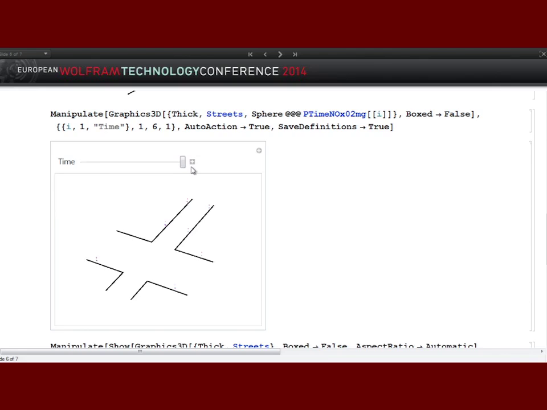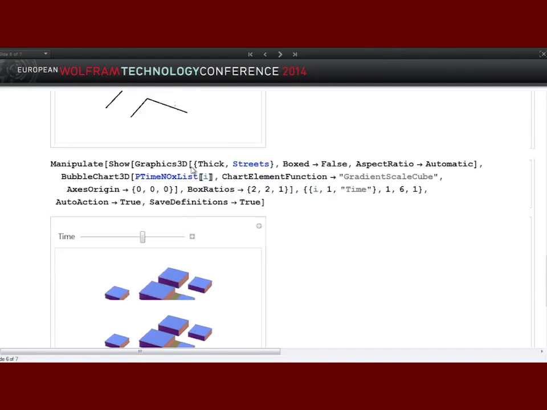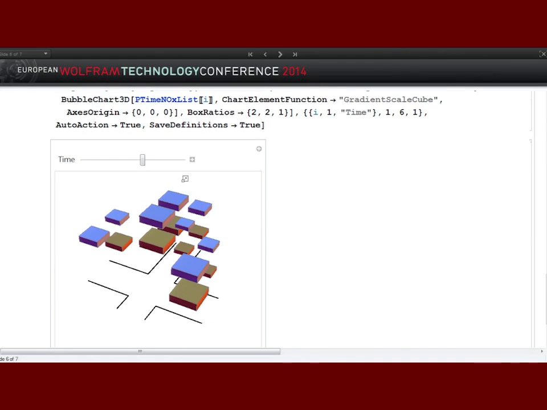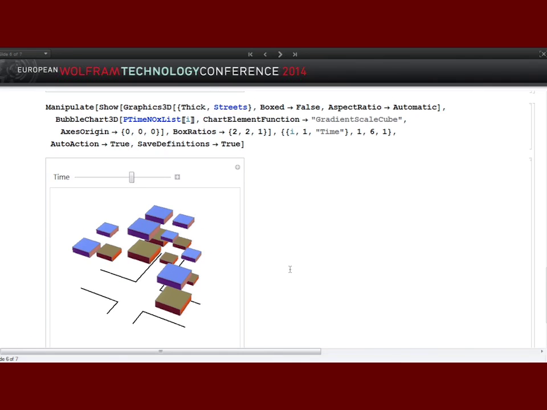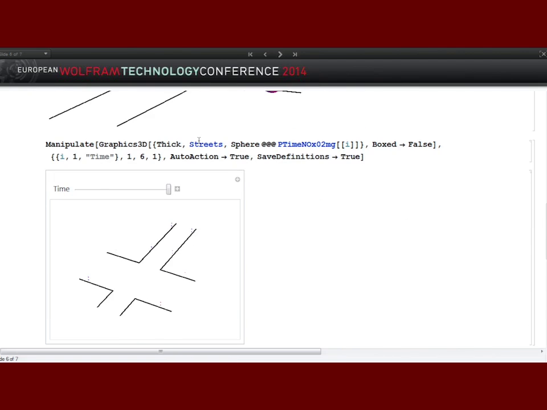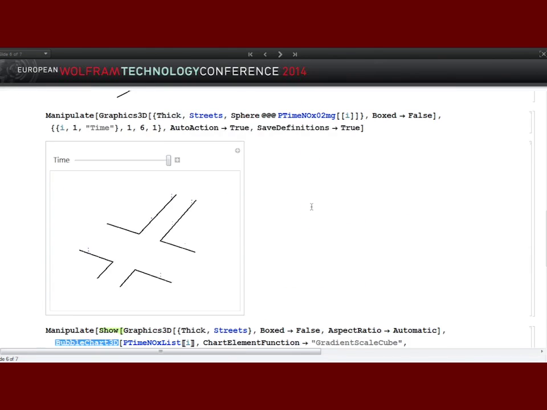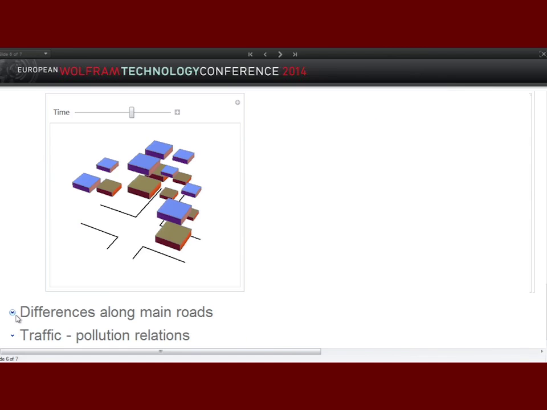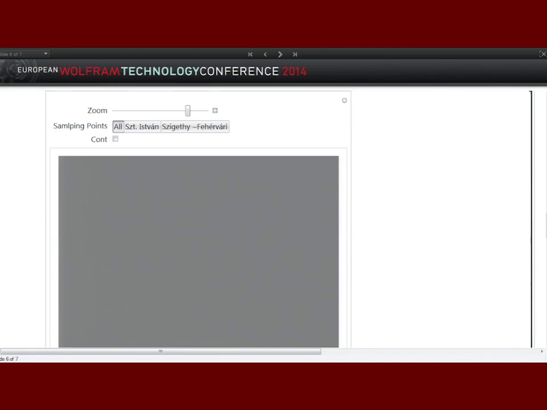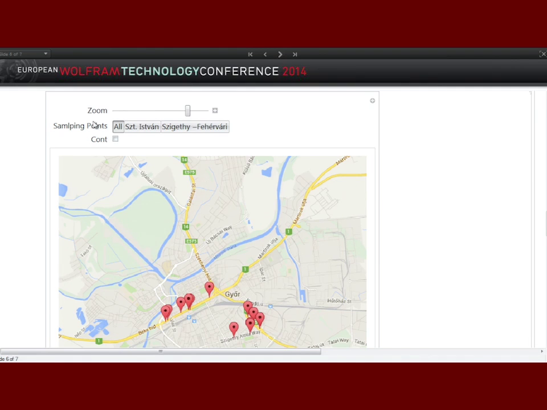If you don't like these snowmen, you can change them to boxes. So this is another solution, a 3D bubble chart. The other was spheres. So this was the crossing experiment, and here we have the main road. Again, we can show the containers.